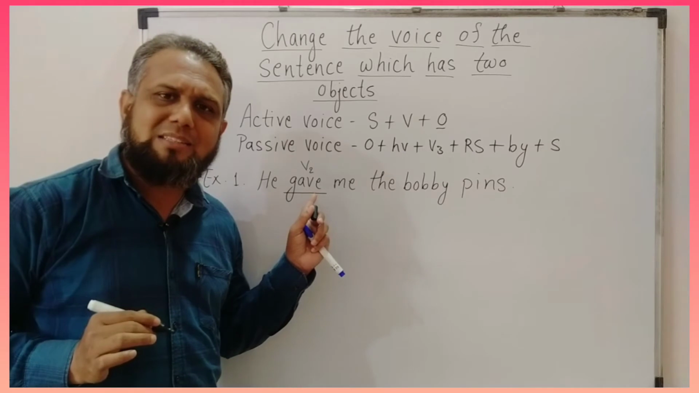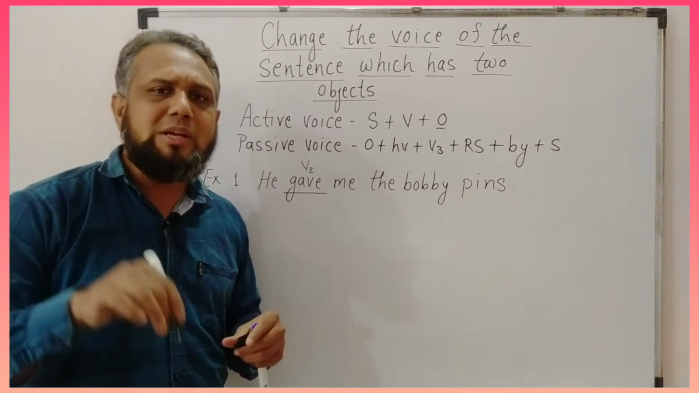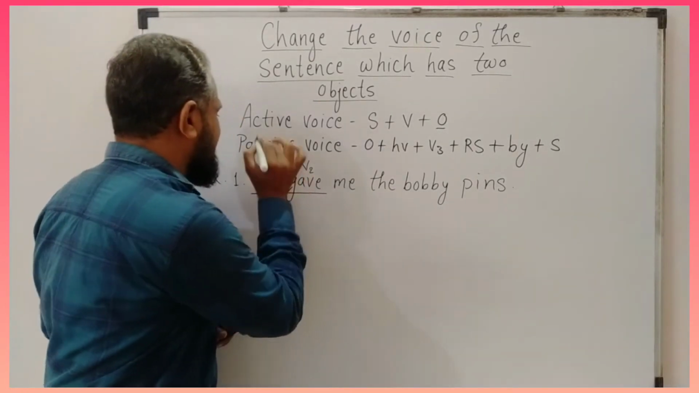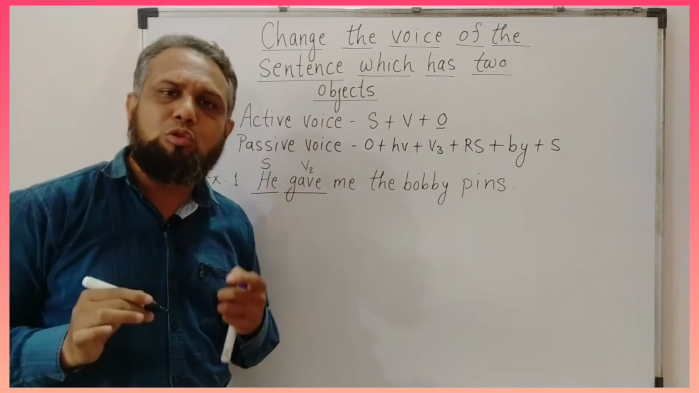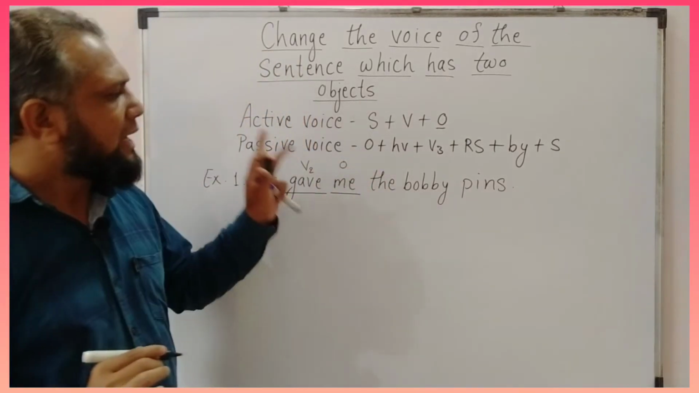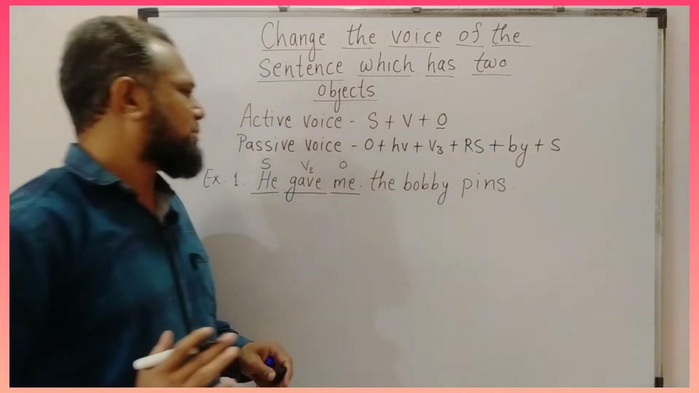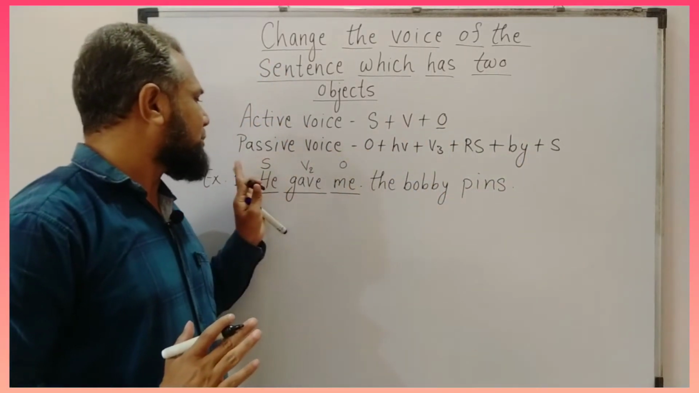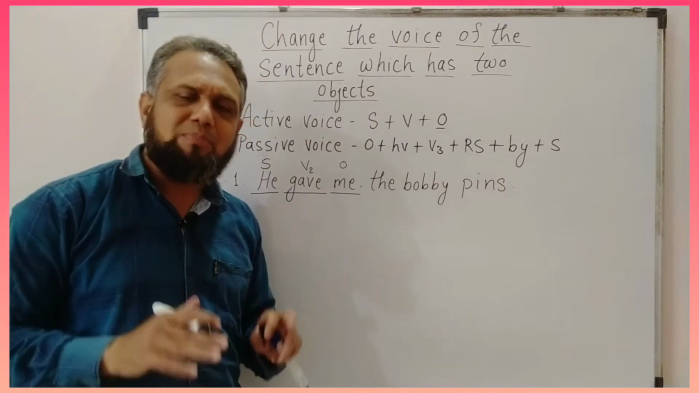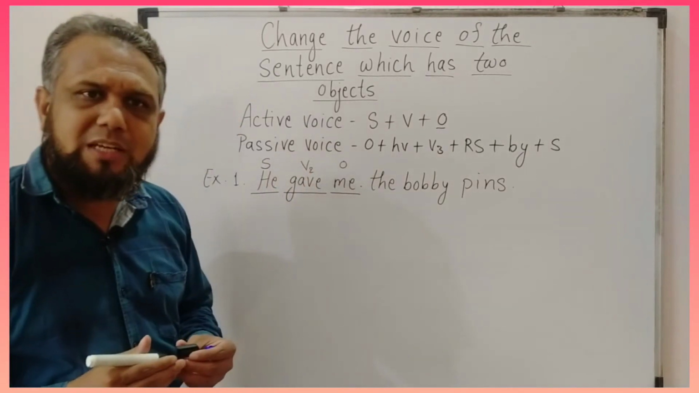The action happening in this sentence is giving. Who is the doer of the action? He. Therefore he is the subject. And to whom is he giving? Me. Therefore it is an object. Now if we put a full stop here and forget about the rest of the sentence, then this is a complete sentence: he gave me. Here he is subject, gave is verb, and me is object.